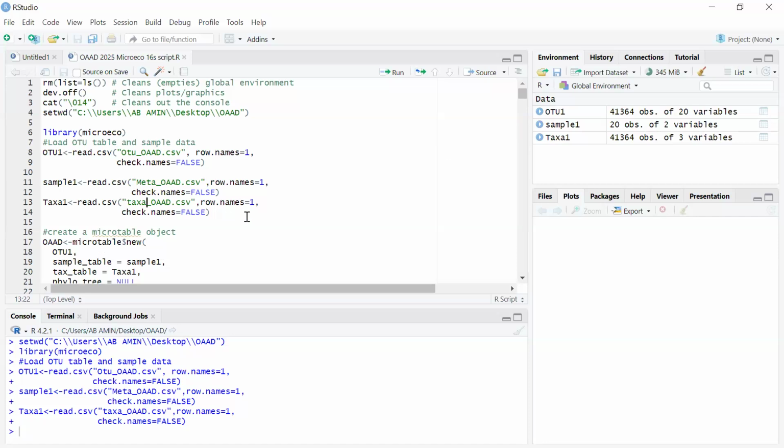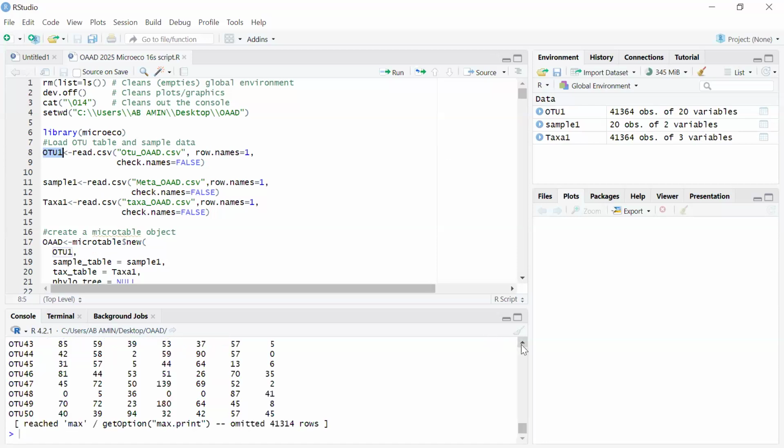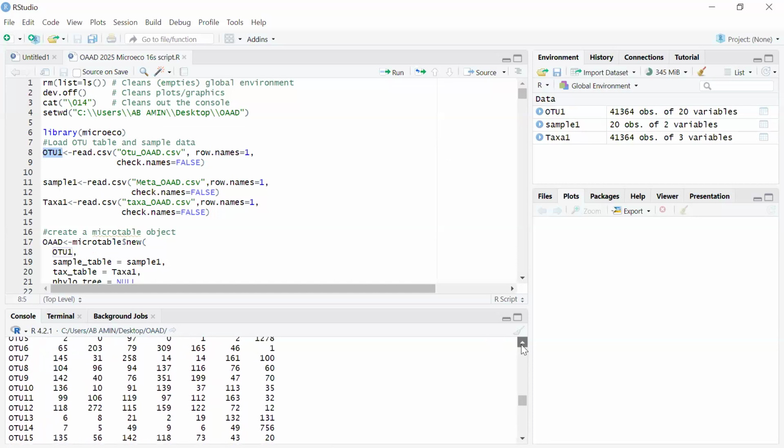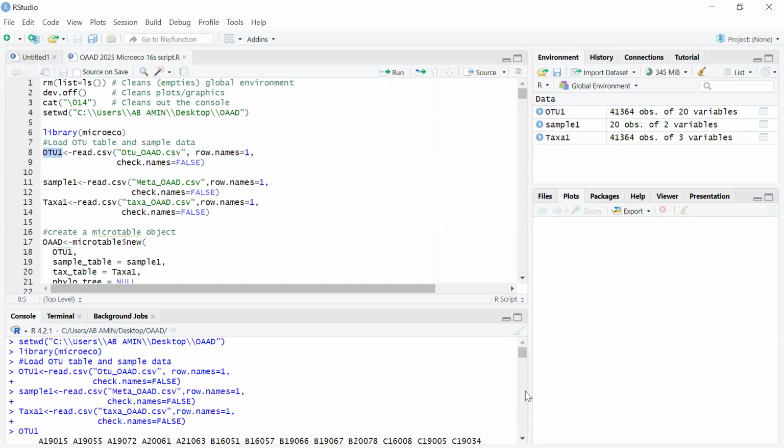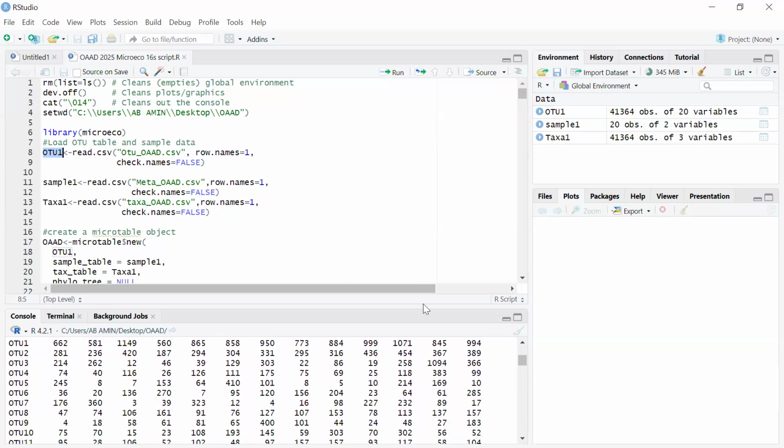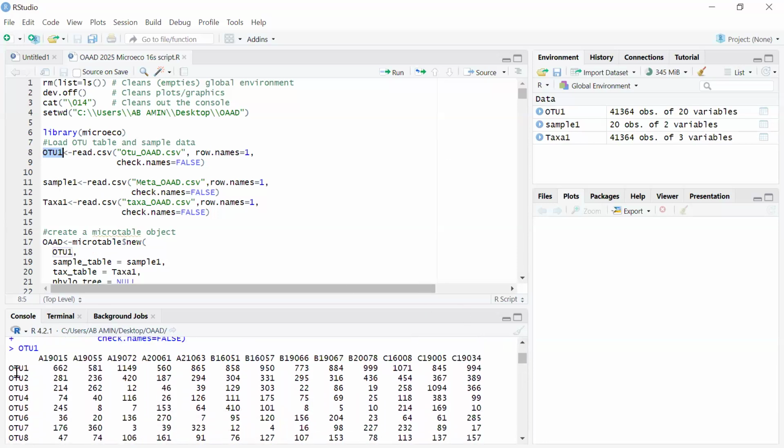Let me show us the data structure. This is how the OTU count looks like. These are the OTUs, these are the samples. All the ones beginning with A belong to a particular group. These are replicates, 1, 2, 3, 4, 5 replicates. So this is how the data structure for the OTU looks like.